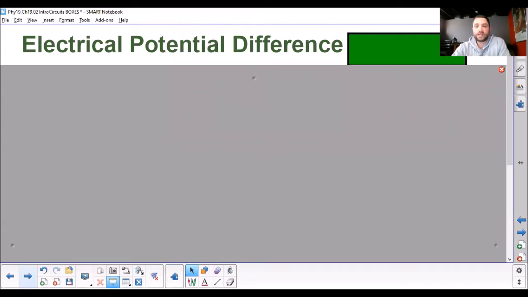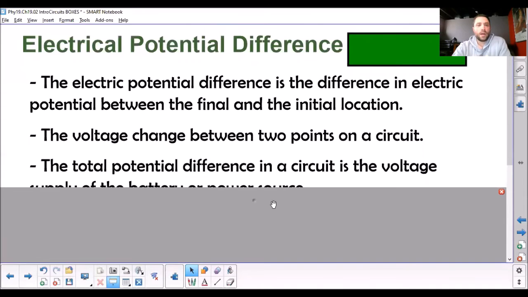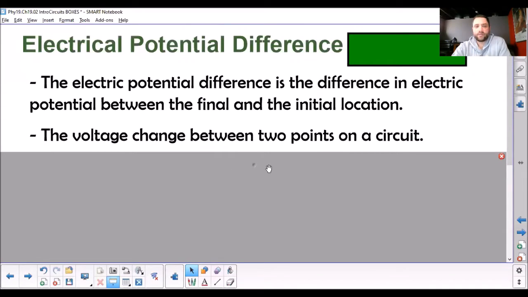Okay, first thing you need to know about electricity in a circuit is what is potential difference. Potential difference is the electrical potential between two different locations. What the source is and how much it is across different electrical devices, that difference is what we call the potential difference. It's the voltage change between two points on a circuit.